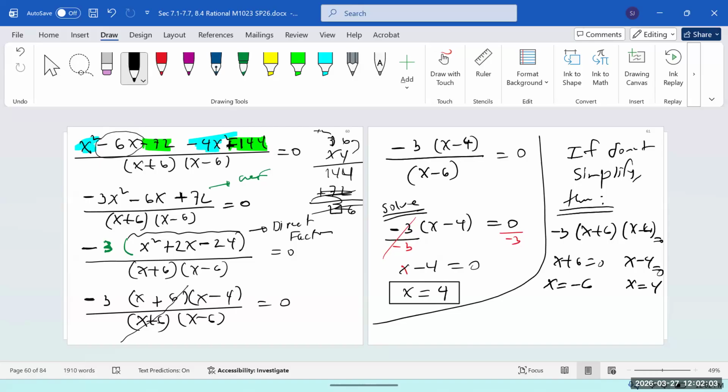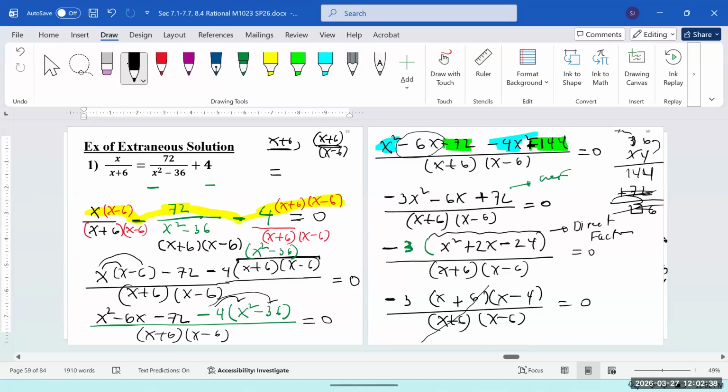Now look at our denominators. The first denominator is x plus 6. If this denominator cannot be 0, x cannot be what number? Negative 6. But look, we have negative 6 as our solution. So can you accept negative 6 as a solution? No. So if you don't simplify, you have to look at the denominator and disregard what makes the denominator 0. Whatever makes the denominator 0, we call an extraneous solution. This is what I wrote here for extraneous solution.